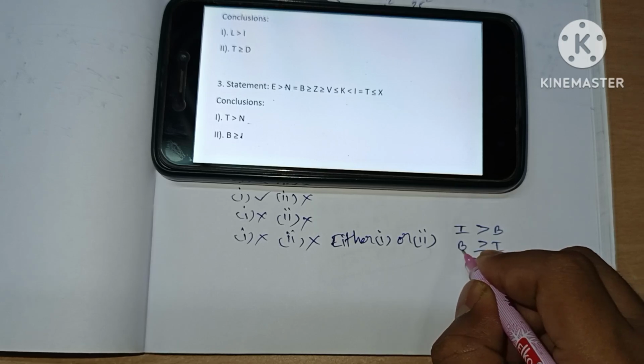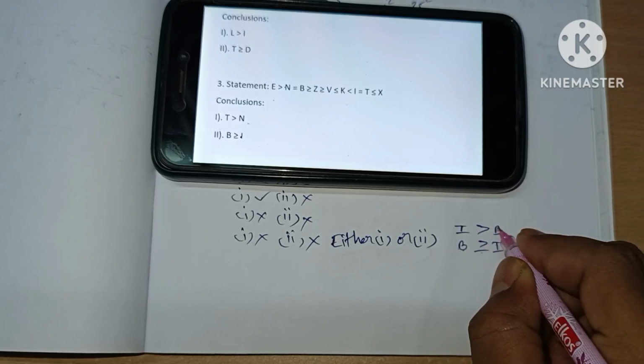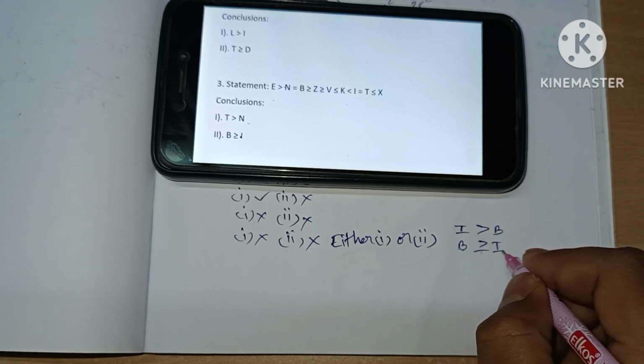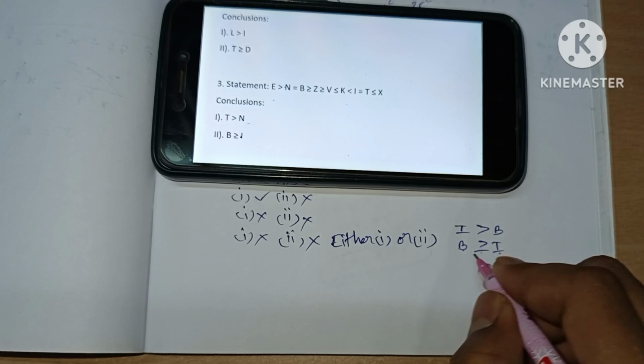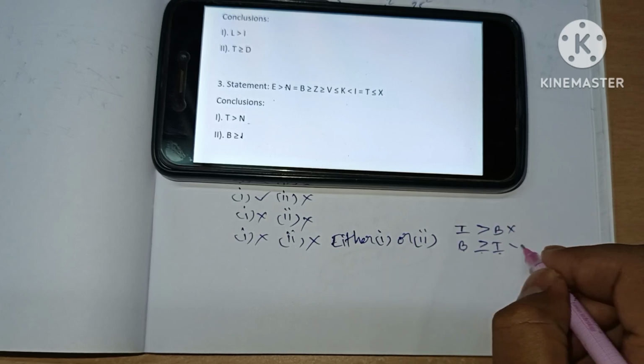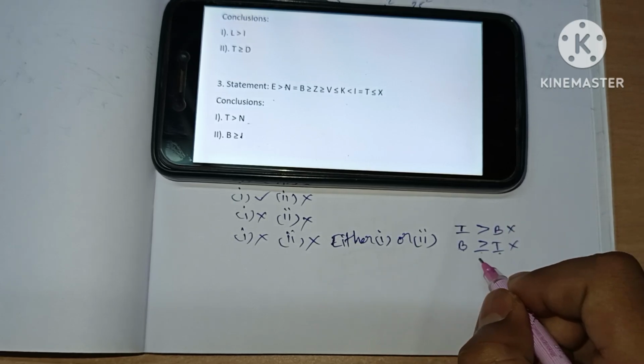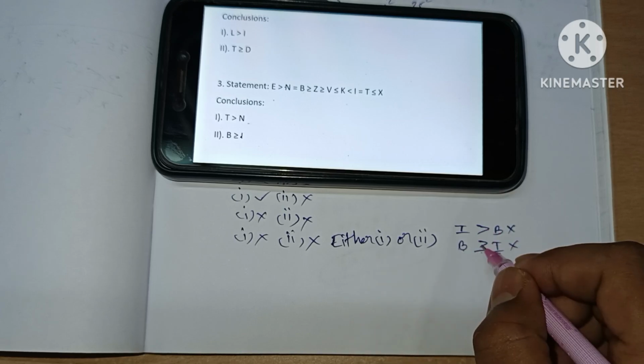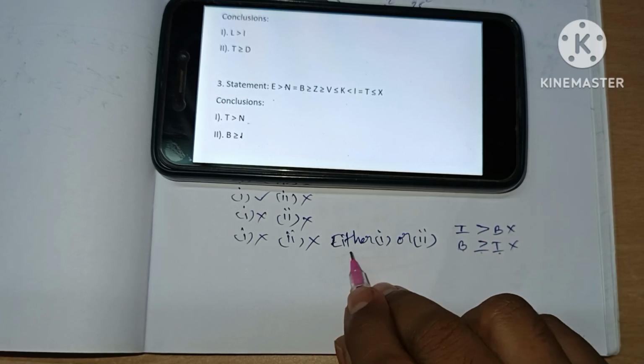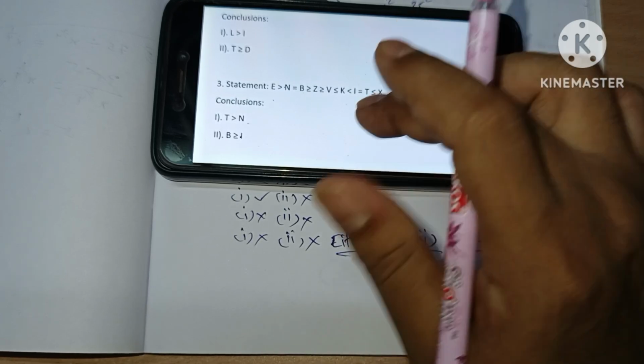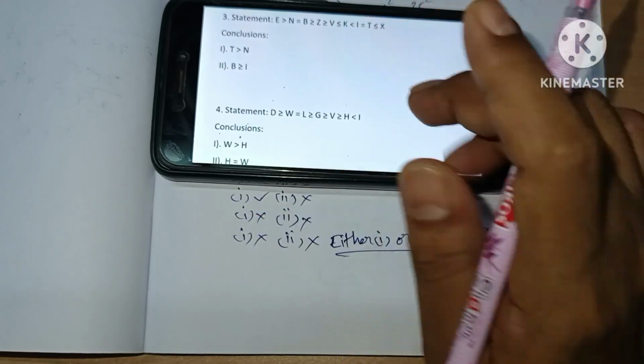In this case B is greater, B is equal to, B is lesser, and we have the other one, I. Both the cases are individually false. So all the three symbols come in between these two, so it is either 1 or 2 is the answer for this one. Let's see the third question.